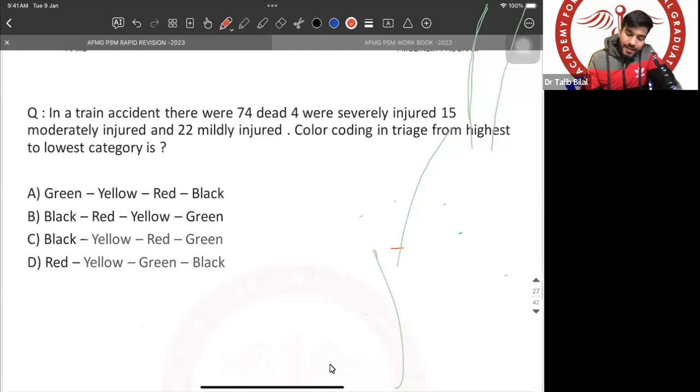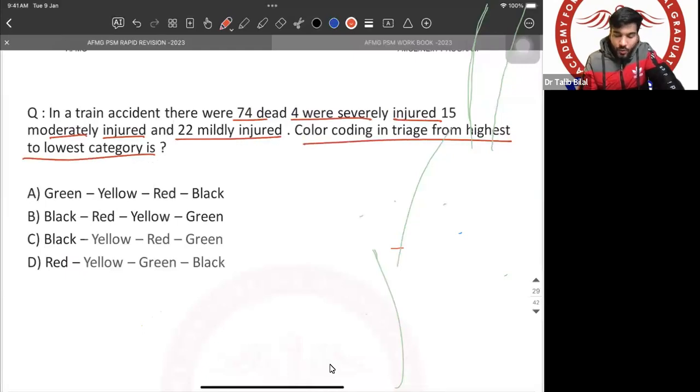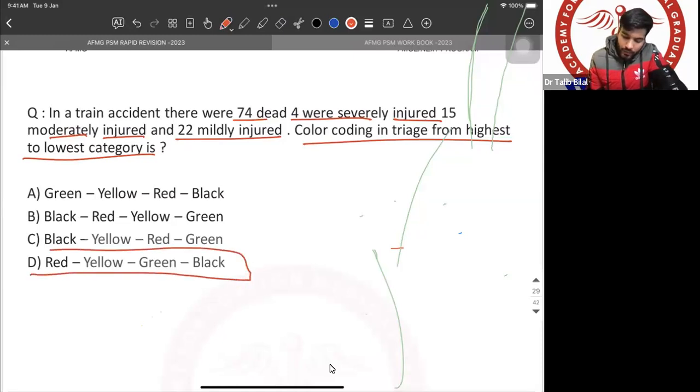Now, guys, in a train accident, there were 74 dead, 4 severely injured, 15 moderately injured, and 22 mildly injured. What is the color coding in triage from highest to lowest category? The answer is RYGB: red, yellow, green, black.